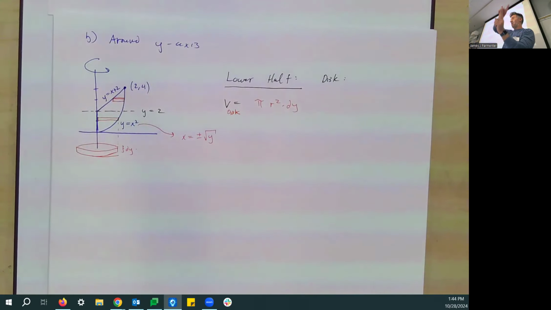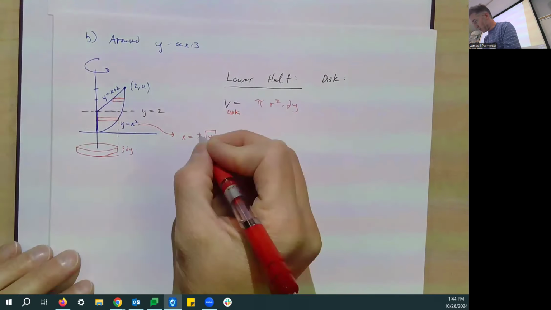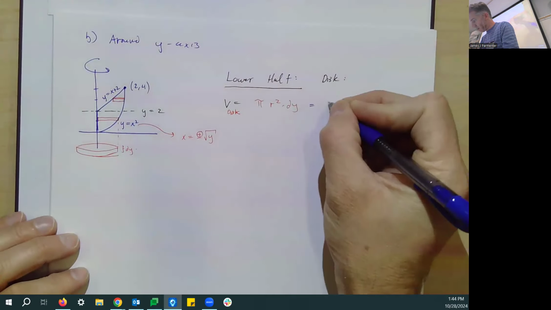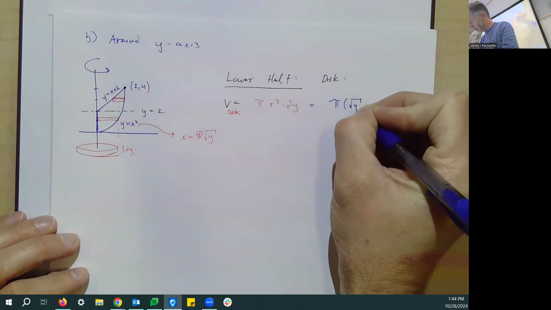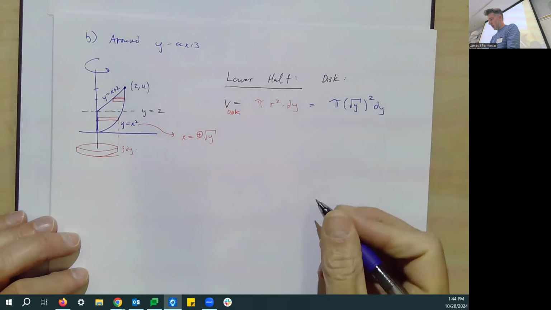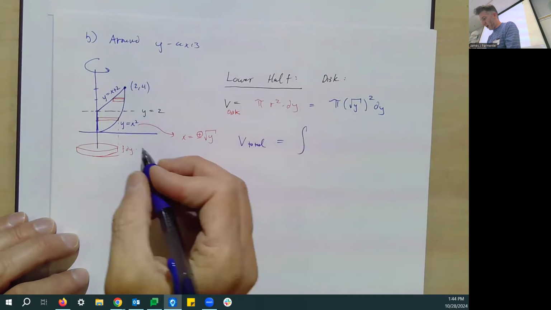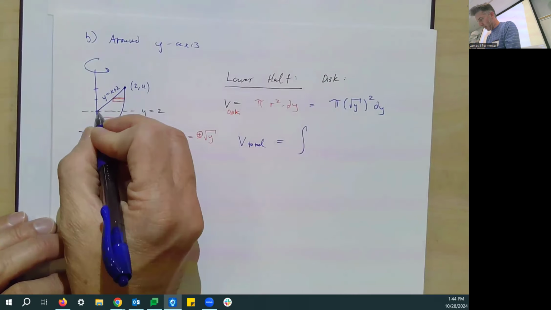When you have a function that breaks apart into two pieces like that, you do have to be careful about which piece you're using where. So we're going to use the positive square root for our outer radius. So that's just going to be pi times the square root of y squared dy. And then the total volume for this portion is going to be the integral from y being as low as 0 to as high as 2.